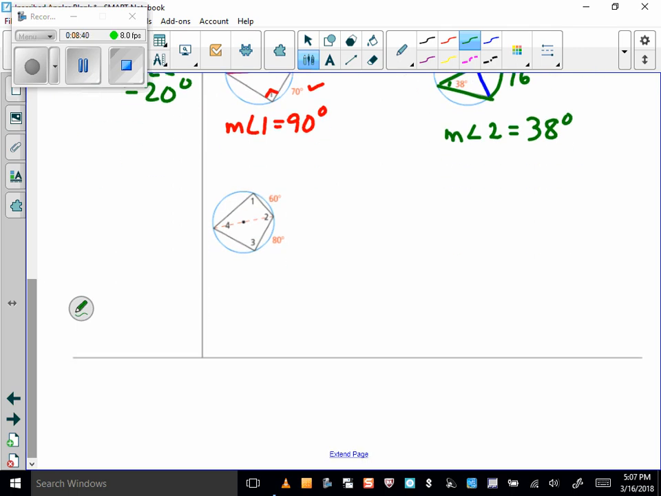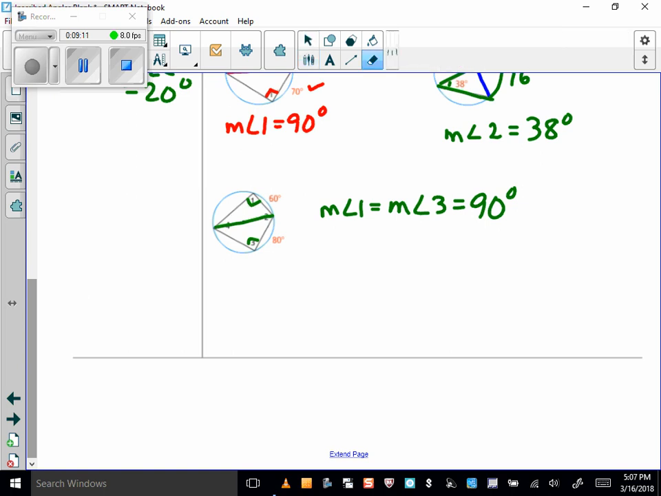All right, let's see what we have here. 1, 2, 3, 4. What do you notice about 1 and 3? 1 and 3 are easy, right? Because they're inscribed angles in a semicircle. So the measure of angle 1 equals the measure of angle 3, which is 90 degrees. So what does that leave us for the measures of angles, let me erase my lines that I have here, sorry, not 1 and 2, 2 and 4.